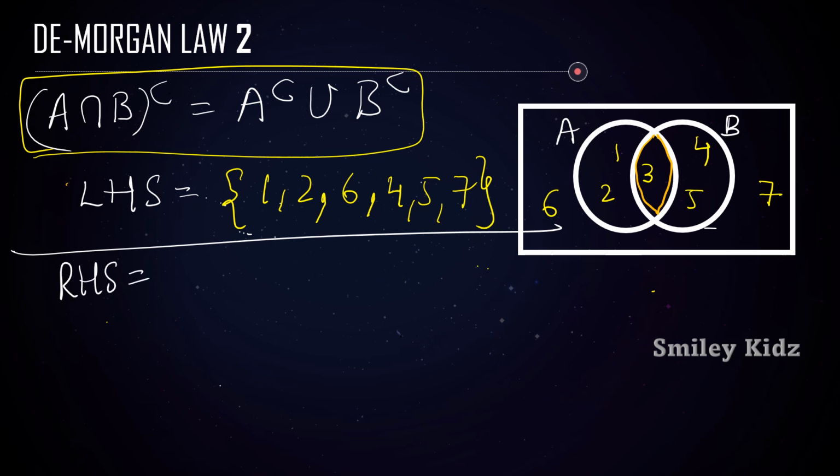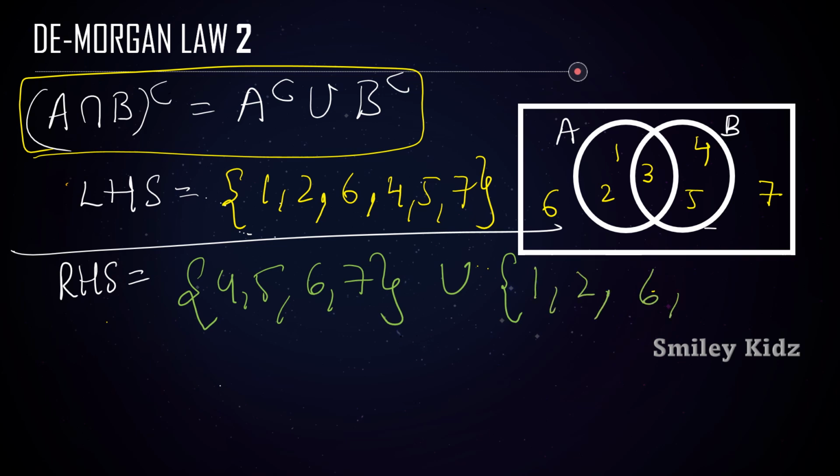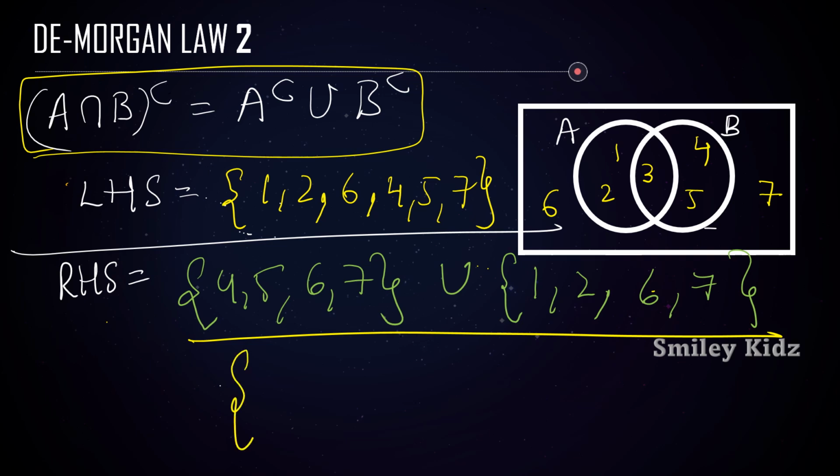RHS says A complement. Now what is A complement, everyone? Every other region except A, isn't it? Which is going to include 4, 5, 6, 7. Union, what is B complement? My B complement is going to have 1, 2, 6, 7. Are we right? Yes. So here we are going to take out the union. Alright. Now some of you might already arrive to this step saying that 1, 2, 4, 5, 6, 7, 6, 7.